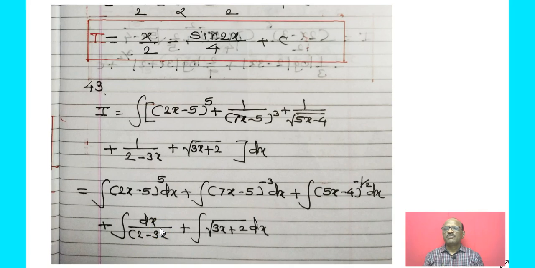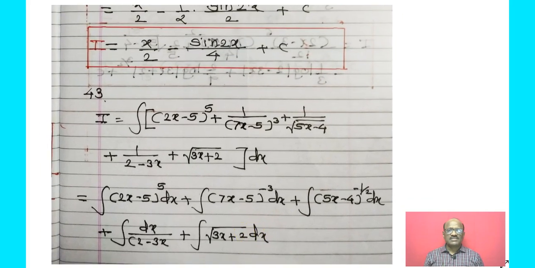because it is of the form 1 upon x. What is the integral of 1 upon x? It is log of mod of x. Therefore keep this as it is. And next is root of 3x plus 2. Again, the integral of (3x plus 2) raised to 1 upon 2.